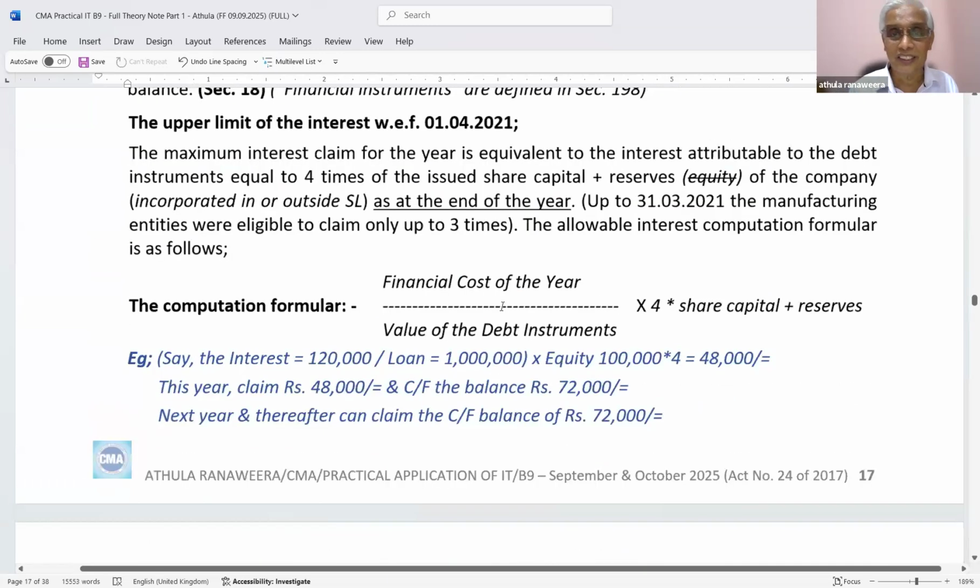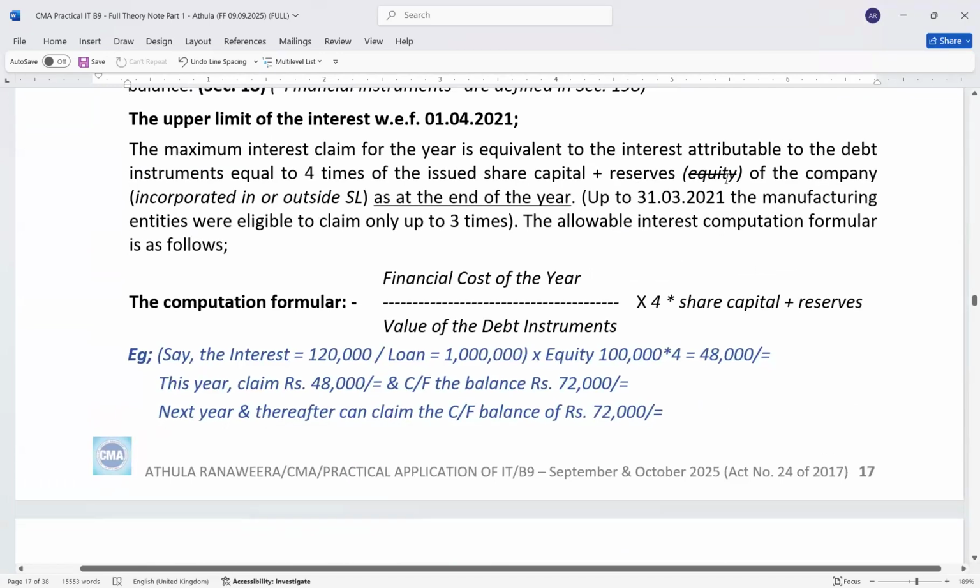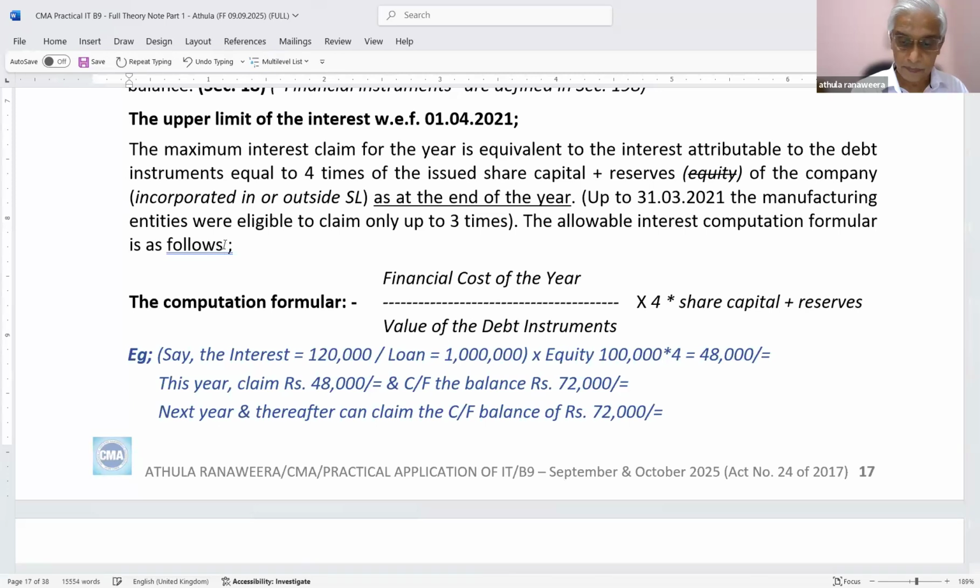I'll include that. So which means, again I'm asking the same question: if the retained earnings is negative, we can go for the stated capital into 4 times for this formula, the thin capitalization rule, correct? Yeah. Thank you.